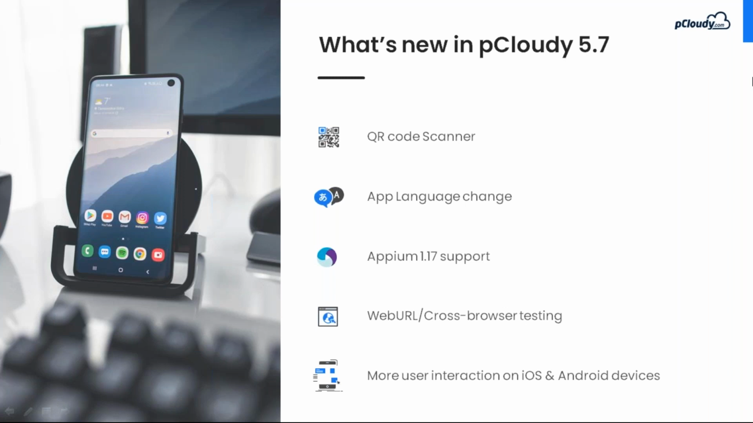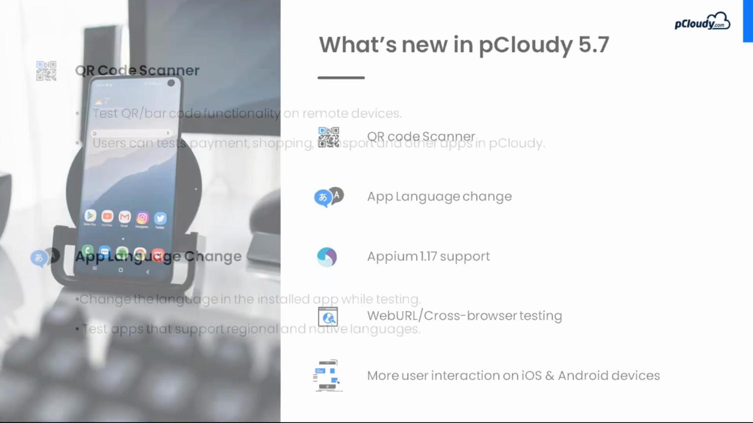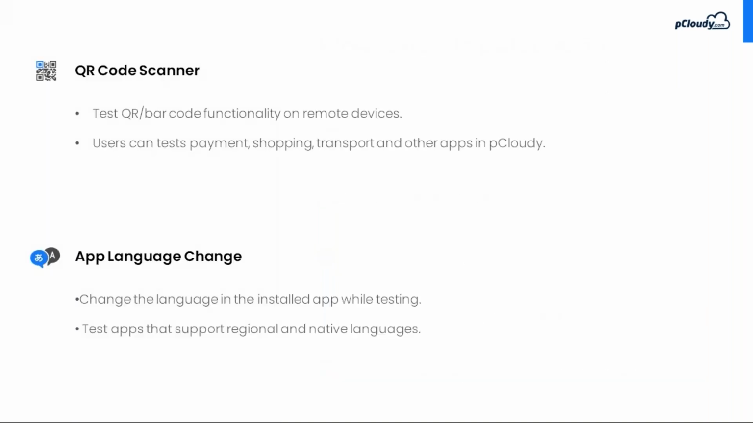Of course, we do have something for web URL cross-browser testing. I'll talk about this a little later when we show the demonstration there. And we will also see more user interactions on the iOS and Android devices. When we say more interactions, I'm going to talk about what we have in store. So let's move on and briefly see each and every feature which we have released just now, what they are about, before we move on to the live demonstration.